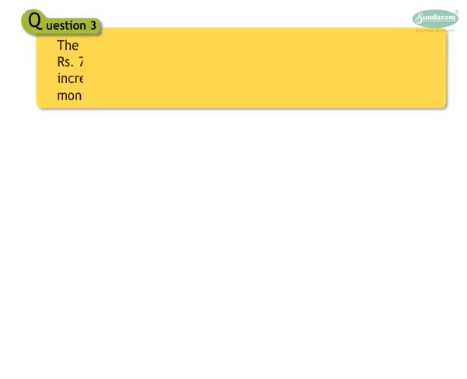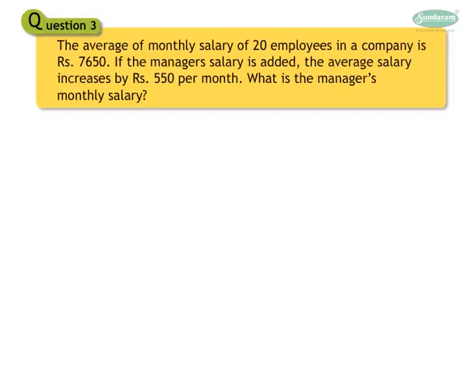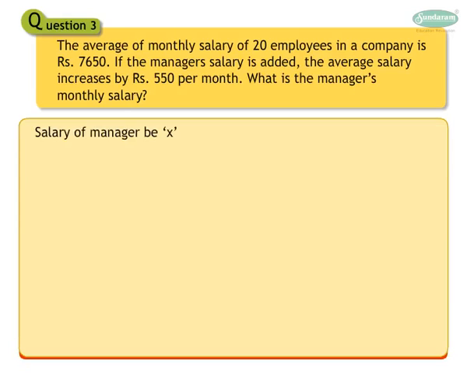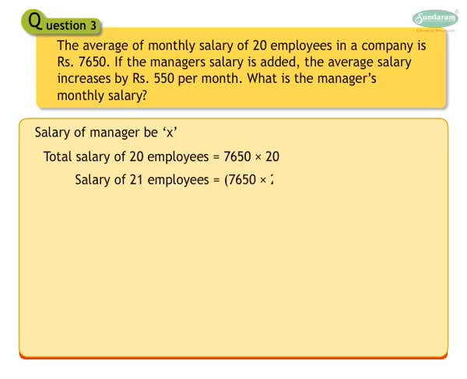Question 3. The average monthly salary of 20 employees in a company is rupees 7,650. If the manager's salary is added, the average salary increases by rupees 550 per month. What is the manager's monthly salary? Let the salary of the manager be x. Since the average of 20 employees is rupees 7,650, the total salary of 20 employees is 7,650 into 20. When we add x to 7,650 into 20, we have the salary of 21 employees.